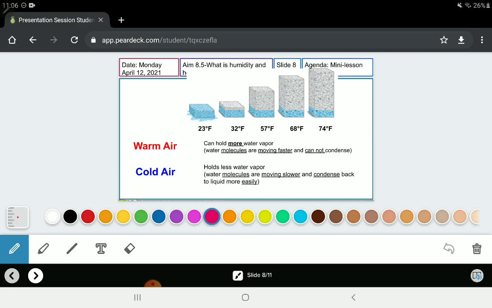Okay. So the reason why warm air can hold more water vapor, this is a fact, warm air can hold more water vapor. This is because the water molecules are moving faster. Remember, when things are warmer, their molecules move around more, and heat is actually the measure of how much those molecules are moving. Those molecules are moving too fast in warm air, and they can't actually condense. Whereas cold air does not hold water vapor well, so water molecules move slower, and they condense back to liquid more easily.